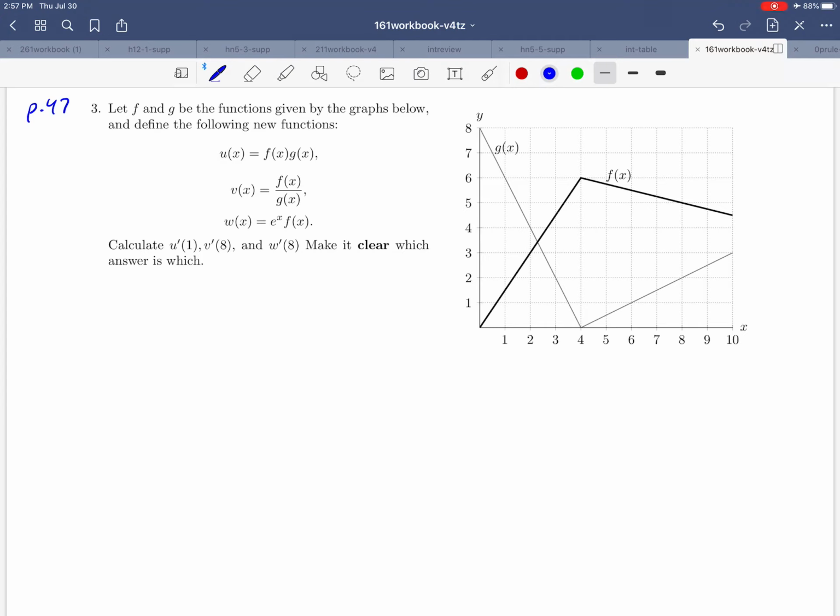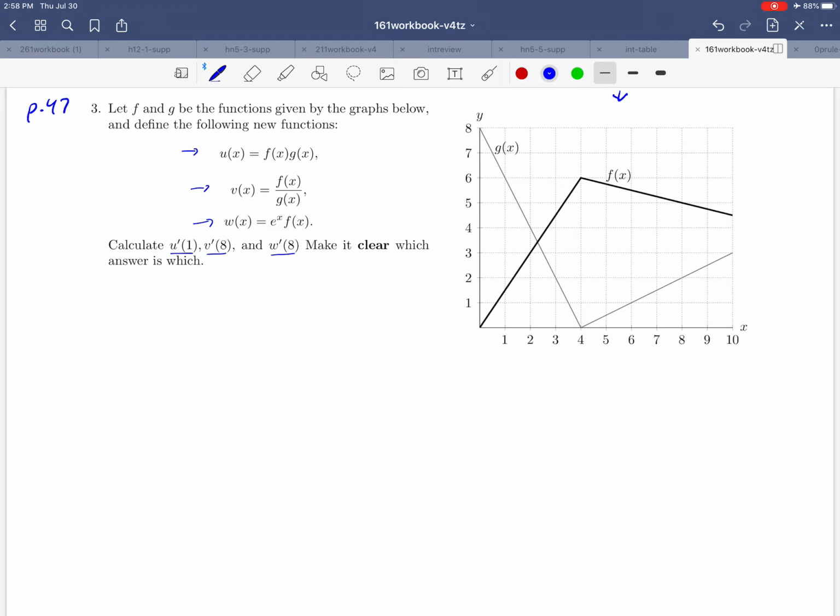So let f and g be the functions given by the graphs below. I guess they're to the right, not below. Okay, those are these graphs that were given. And define the following new functions. Okay, so we've got three functions, u, v, and w here. And they'd like us to calculate some derivatives of these functions. Okay, u prime of 1, v prime of 8, and w prime of 8.